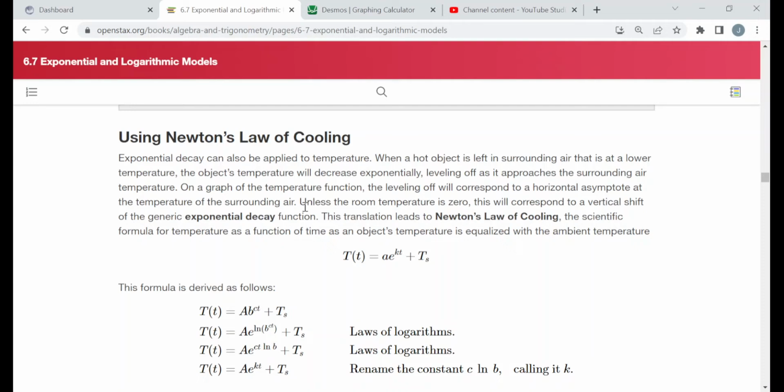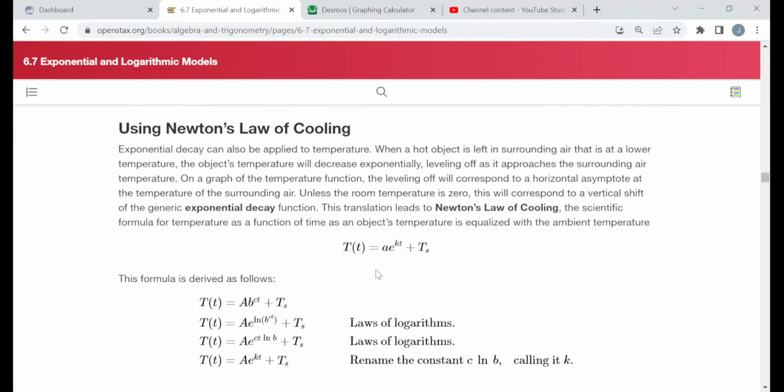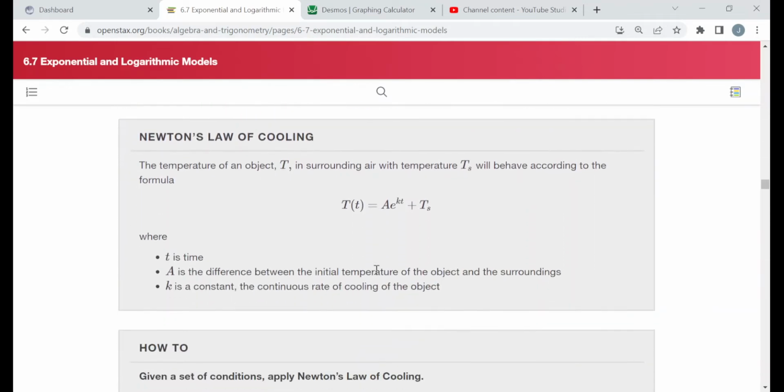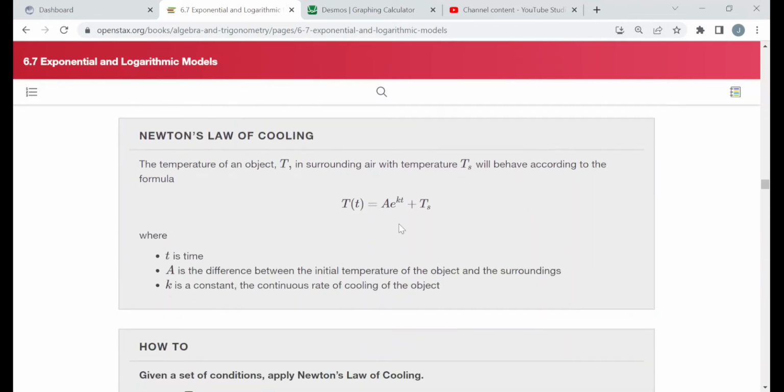Alright, so Newton's law of cooling. The model we're going to be using looks like this, and they have a little box down here, and I'm going to be writing this up for pretty much every problem that I work on. You see how it starts off like the exponential growth and decay model: some number a times e to the kt, just like we used for exponential growth and decay. The only major difference is this constant being added afterwards.